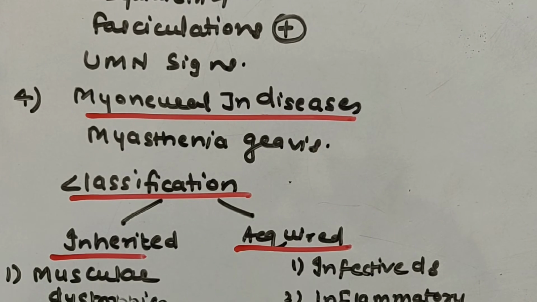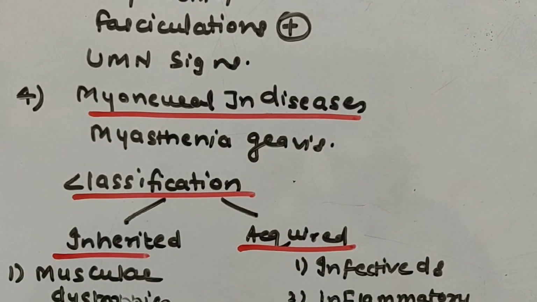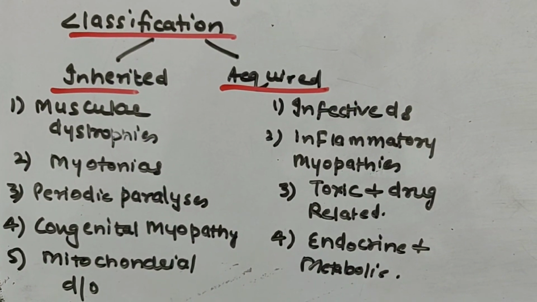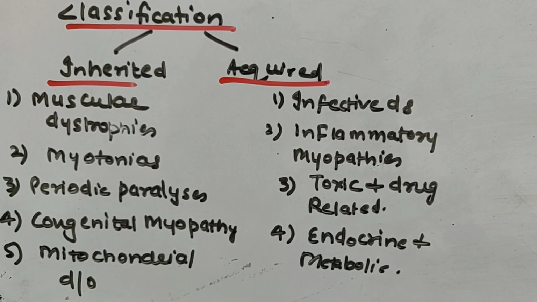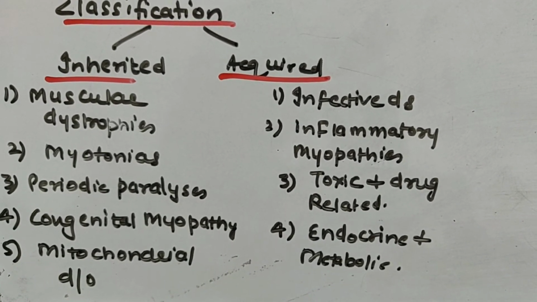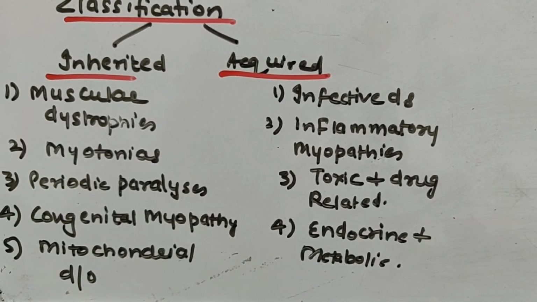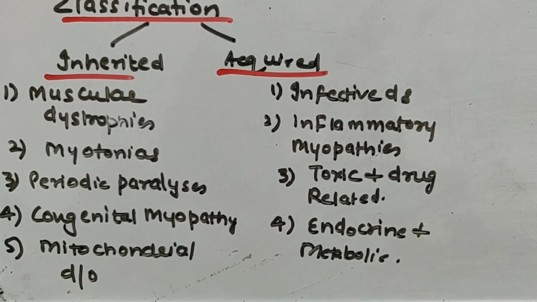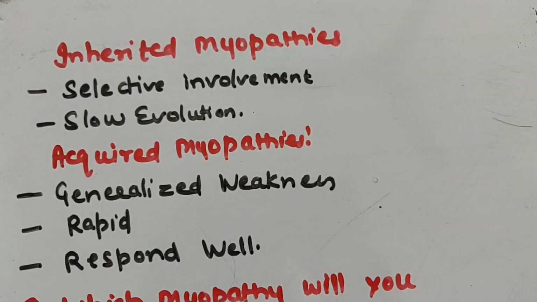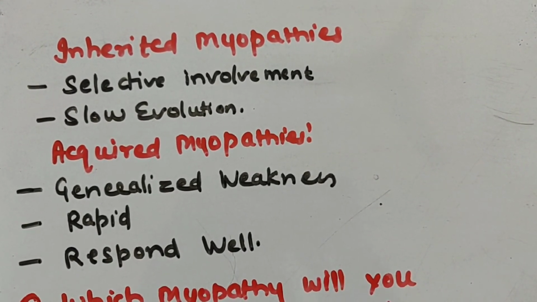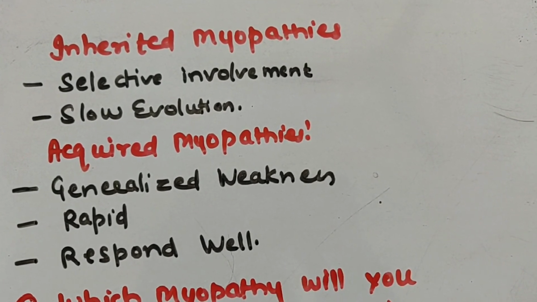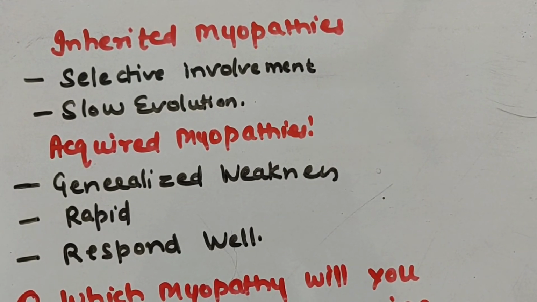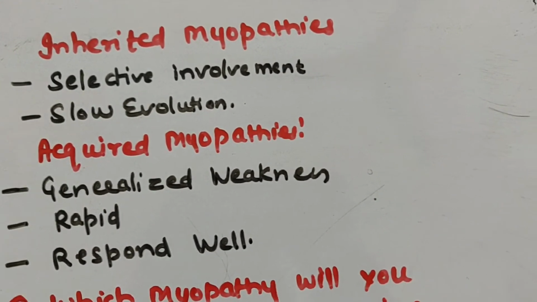Now the classification is divided into two types, inherited and acquired. Inherited include muscular dystrophies, myotonias, periodic paralysis, congenital myopathy, mitochondrial disorders. Acquired include infective disease, inflammatory myopathies, toxic and drug related, endocrine and metabolic. Inherited myopathies have selective involvement and slow evolution. Acquired myopathies have generalized weakness, rapid evolution and respond well to treatment.